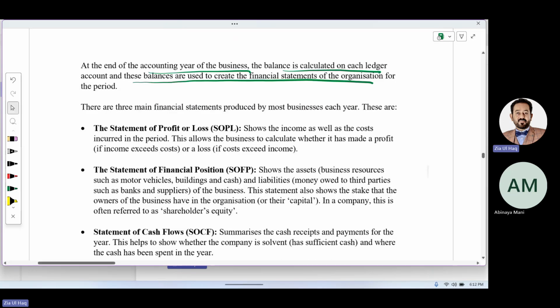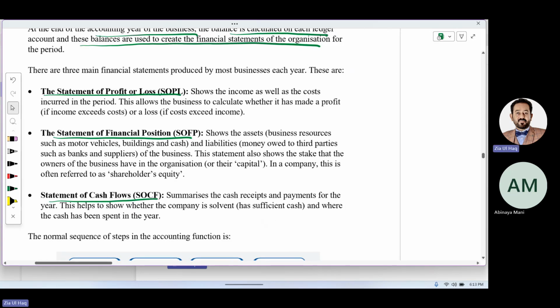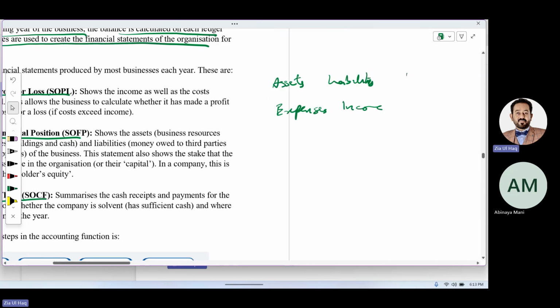What are the different components of financial statements? The statement of profit and loss account, the statement of financial position called the balance sheet, and the statement of cash flow. There are 5 account heads: assets, liabilities, expenses, income, as well as equity called capital.